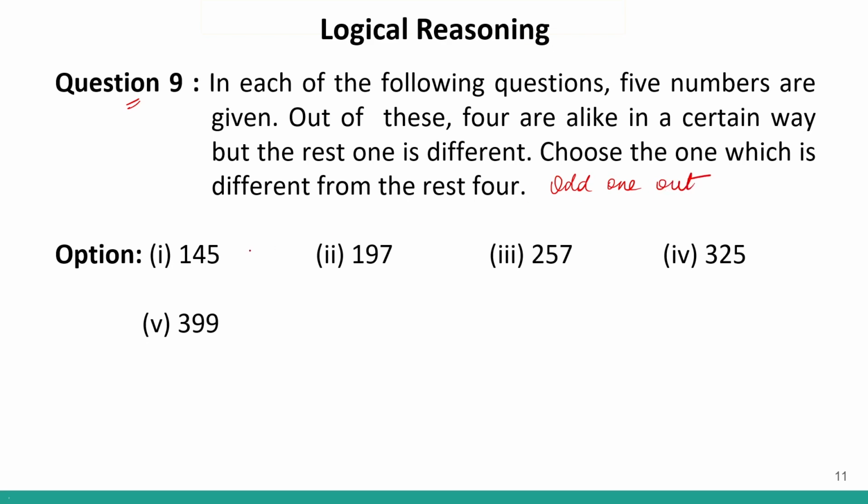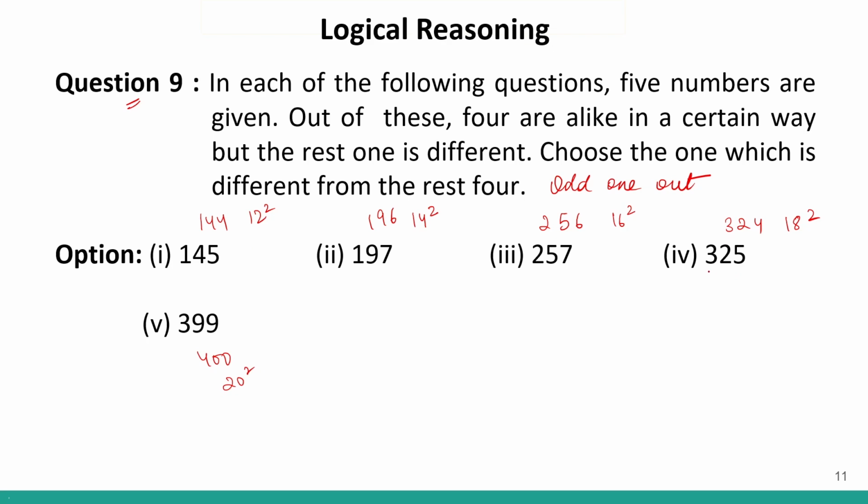So, if I look over here, 145, 197, 257, 325 and 399. So, each number is odd. But I can see these numbers are very close to a perfect square. So, 144, 196, 256, then 324 and 400. These are perfect squares. This is 12 square. 196 is 14 square. This is 16 square. And 324 is 18 square. Correct? And 400 is 20 square.